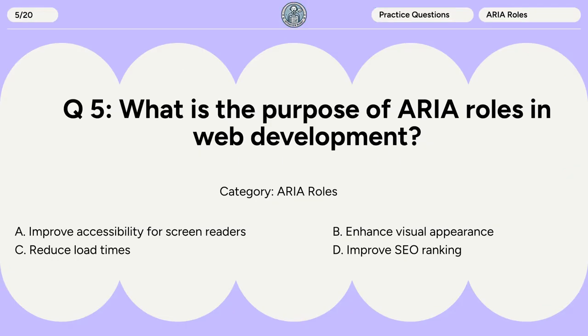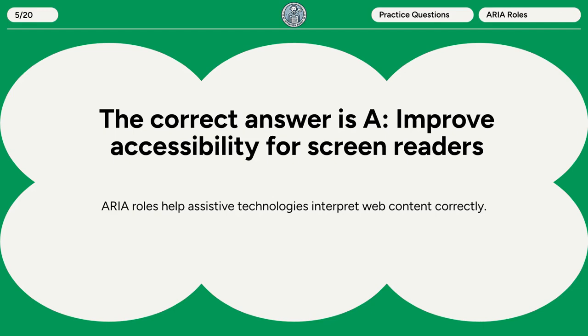Question 5. What is the purpose of ARIA roles in web development? A. Improve accessibility for screen readers. B. Enhance visual appearance. C. Reduce load times. D. Improve SEO ranking. The correct answer is A. Improve accessibility for screen readers. ARIA roles help assistive technologies interpret web content correctly.